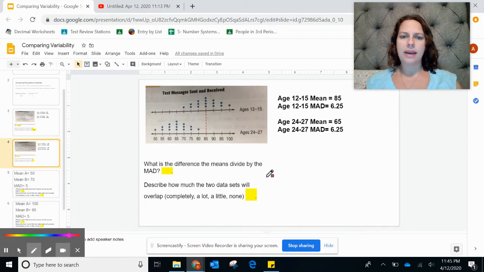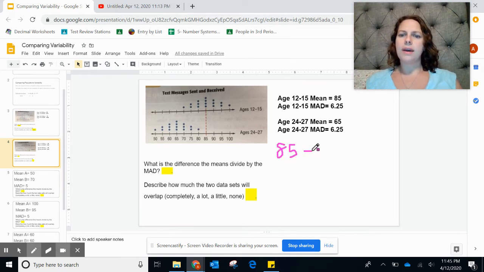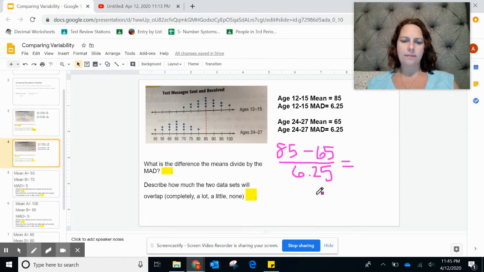Okay, I'm gonna go ahead and set mine up. So the difference of the means, I'm gonna take the bigger minus the smaller. So 85 minus 65. So I find the difference of the means, and then I'm going to divide that by the MAD, which again, our MADs match, 6.25. Make sure you had that set up properly, and then go ahead and solve it.